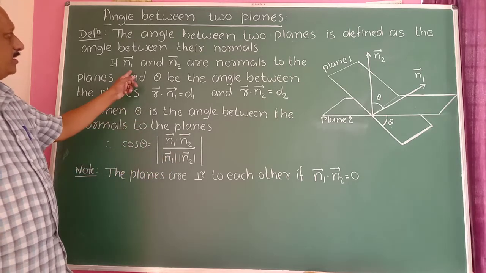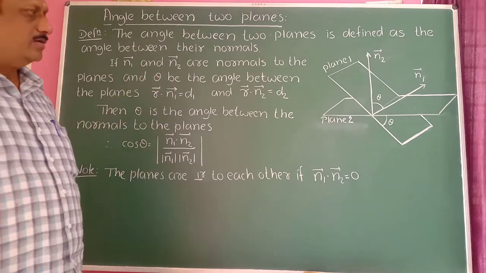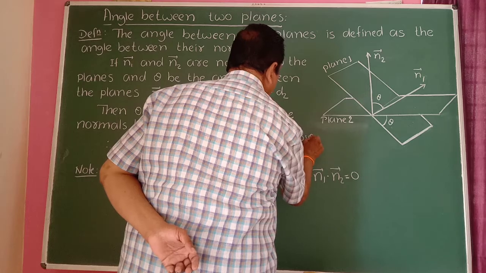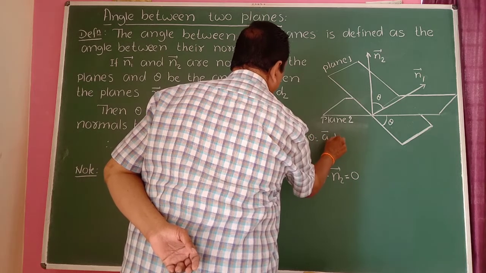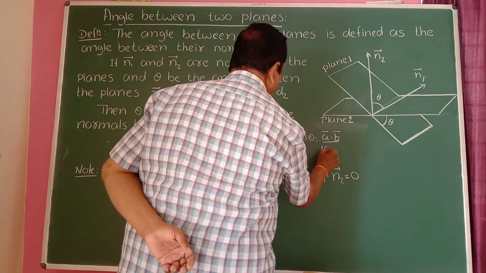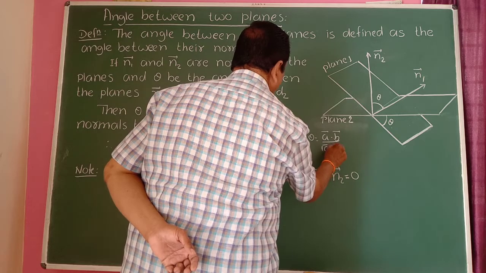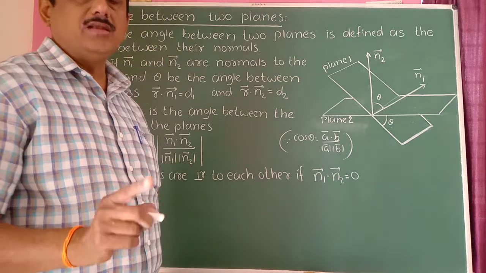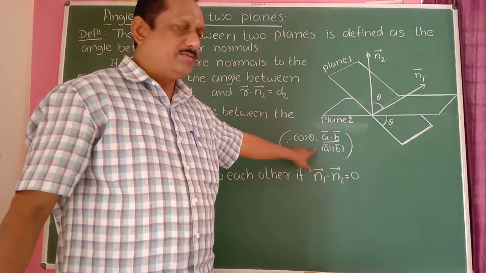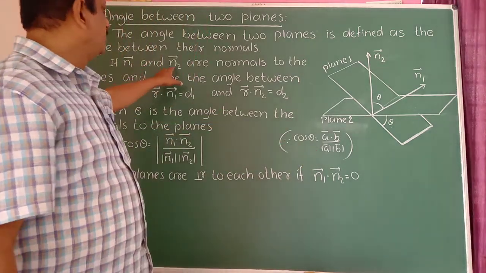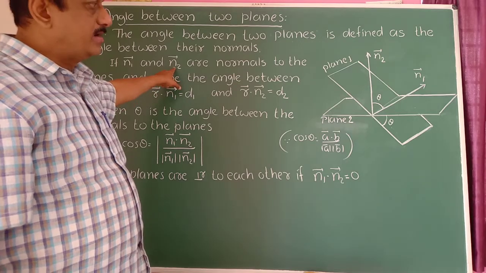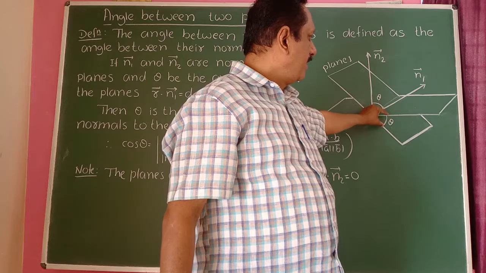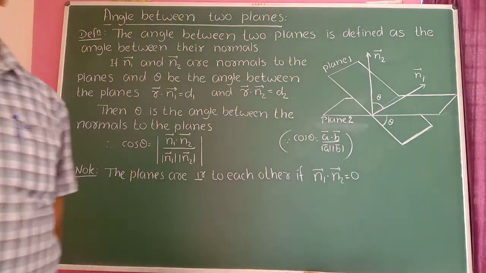Because n1 bar and n2 bar are vectors here. You know that the angle between vectors is given by cos theta is equal to a bar dot b bar divided by modulus of a bar into modulus of b bar here. Okay, you are using this formula. The angle between two vectors is given by this formula. Hence, n1 and n2 are also vectors here. Hence, the angle between these normals is the same as the angle between the planes here.